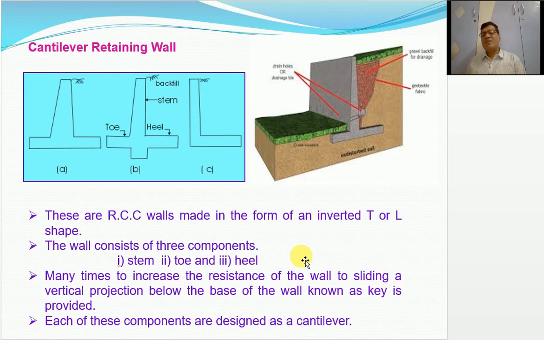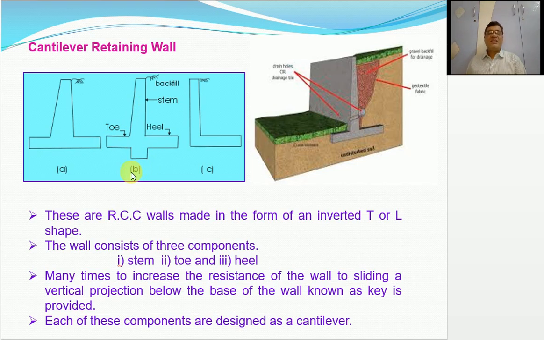Well, the second type is the cantilever retaining wall. This is the most common type of retaining wall. In this one, the vertical part is called the stem. The base slab is again divided into two parts. The part which is on the backfill side is called the heel. The part which is on the front side of the retaining wall is called the toe. And this is the backfill.